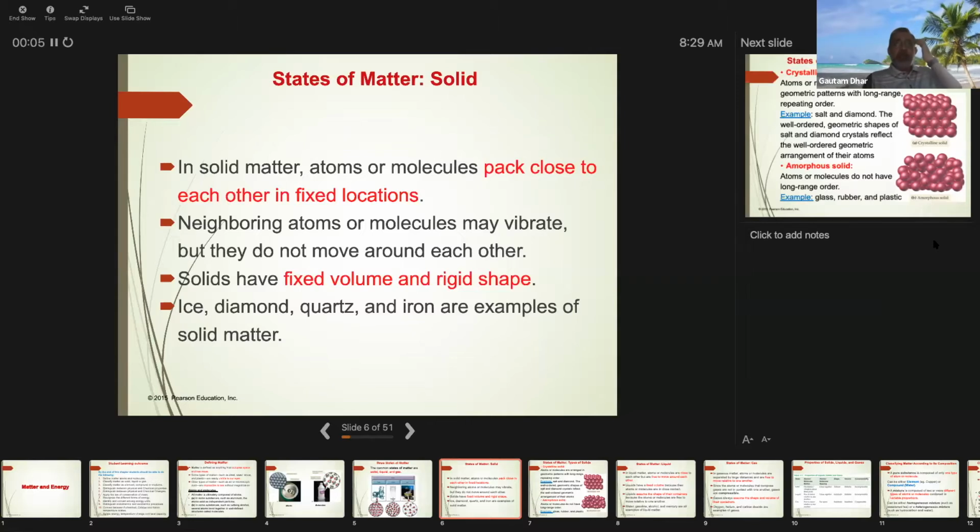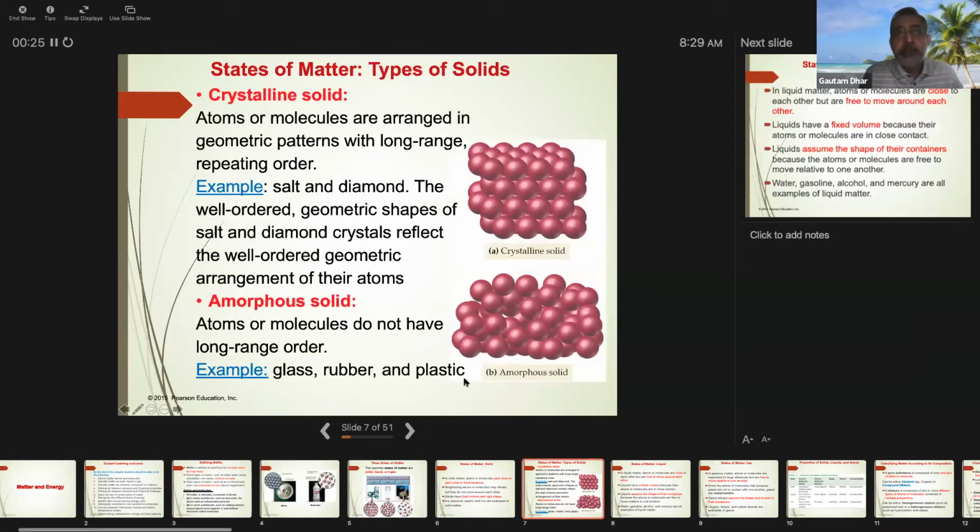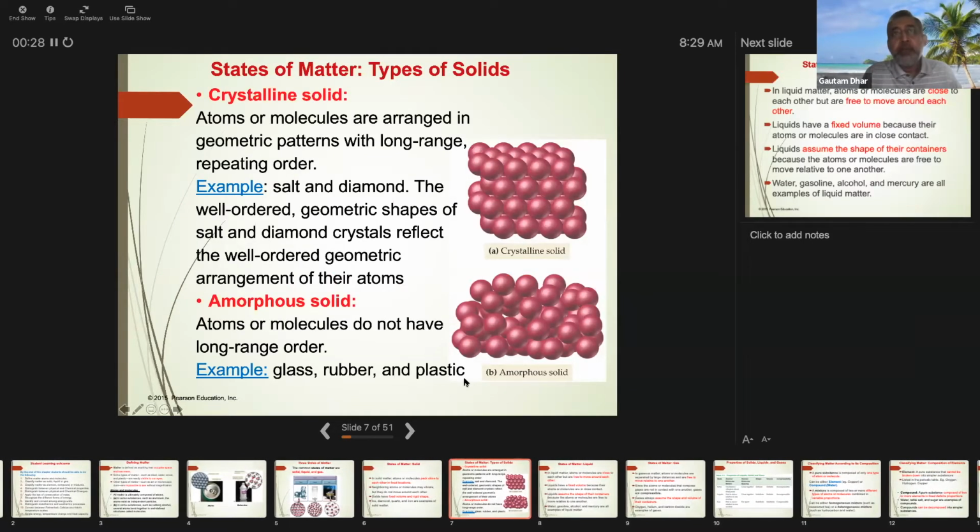Okay, so for states of matter, the first thing we're going to look at is solid. In solid matter, atoms or molecules pack close to each other in a fixed location. That means they are very close, like the picture that you see here, and that closeness gives it the rigidity. When I say very close, that means they cannot move past one another. They have a fixed location, but they can vibrate about that fixed location.